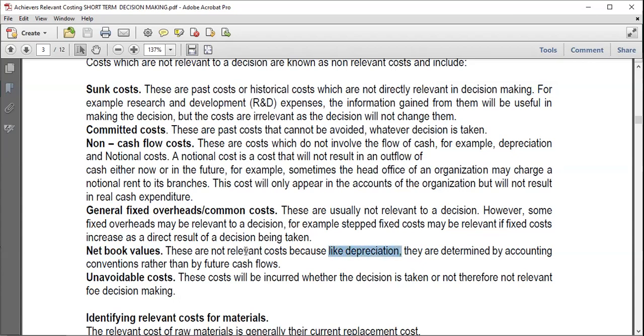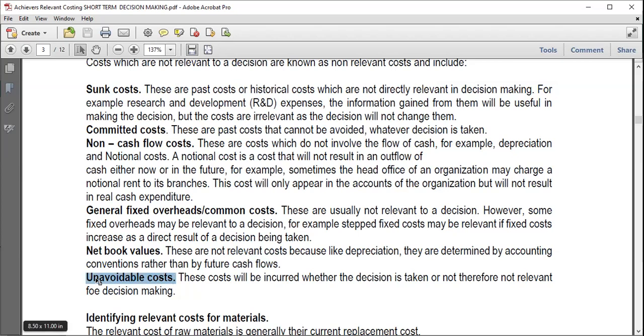So in that case, the net book values will also not be relevant because these are just a result of the accounting conversions. And it's basically, there's no cash flow that is happening. You get it? Then the other is unavoidable costs.